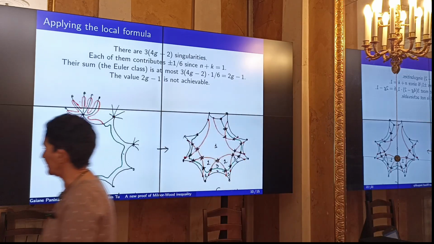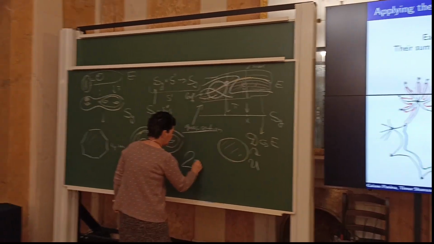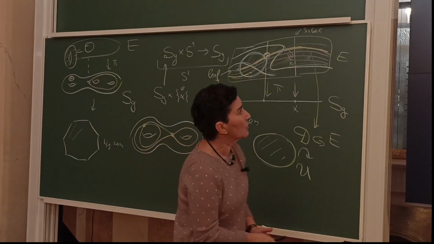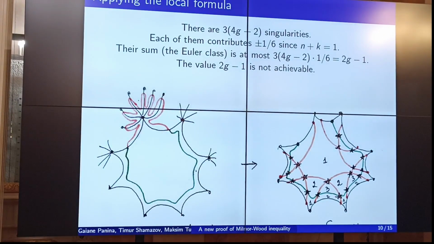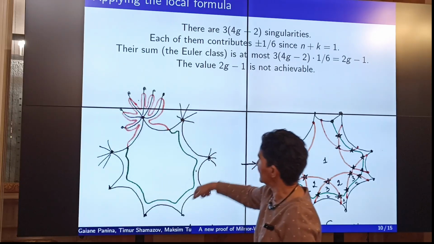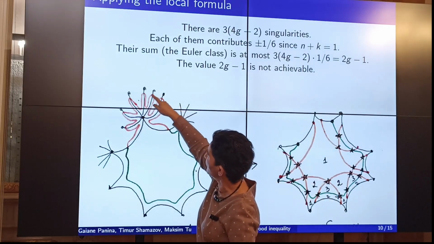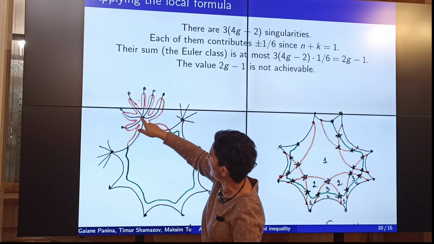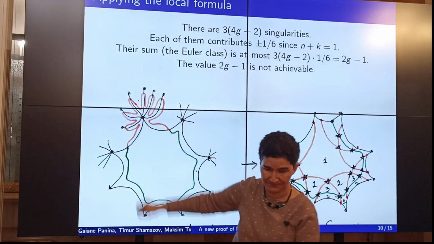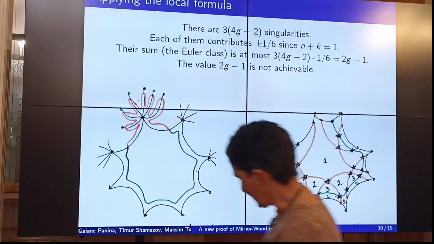But let me remind you that in the Milnor-Wood inequality, the number is 2g minus 2. So it remains to exclude the value 2g minus 2. And now we do the following. Instead of this disk, we take a bigger one, a disk which is almost equal to all the fundamental domains incident to this vertex. It is a bigger disk, and of course we can work with it in the same manner.